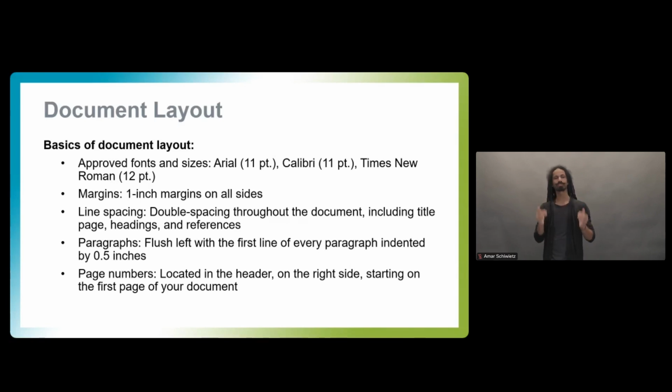Paragraphs, so what you would think of a typical paragraph, that's what APA likes too. Flush left, and the first line of every paragraph is indented 0.5 inches, about half an inch. And page numbers, as I mentioned, they start on the first page, top right.